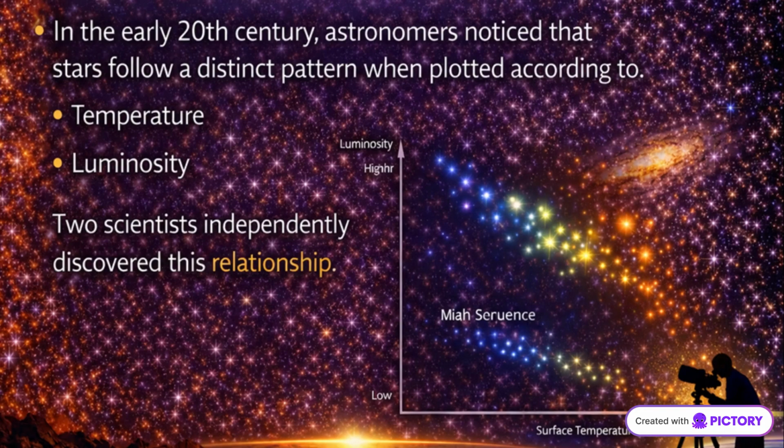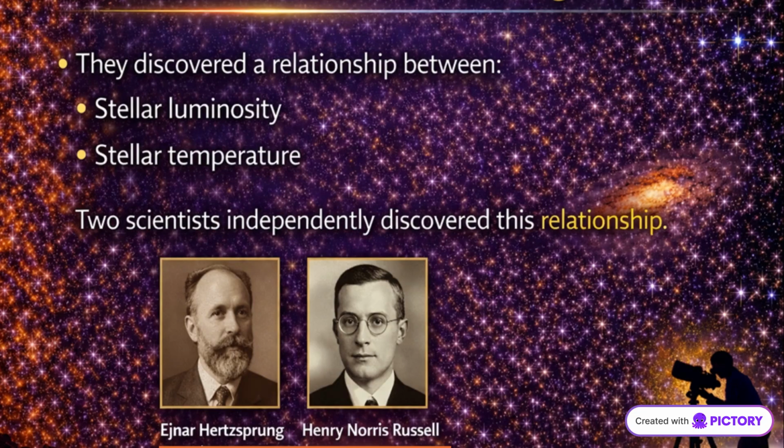In the early 20th century, astronomers began plotting stars according to their temperature and luminosity. They discovered that stars do not appear randomly on such a plot. Instead, they follow a distinct and meaningful pattern. This relationship was discovered independently by Einar Hertzsprung and Henry Norris Russell. They identified a clear connection between stellar temperature and luminosity, which led to the development of the HR diagram.